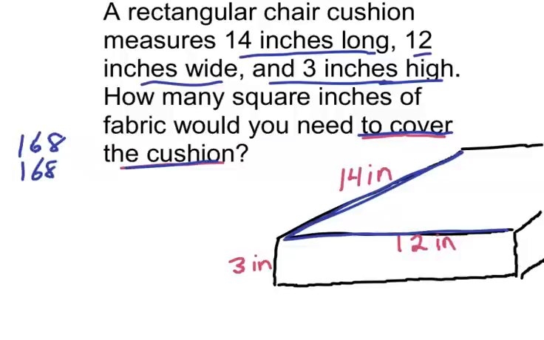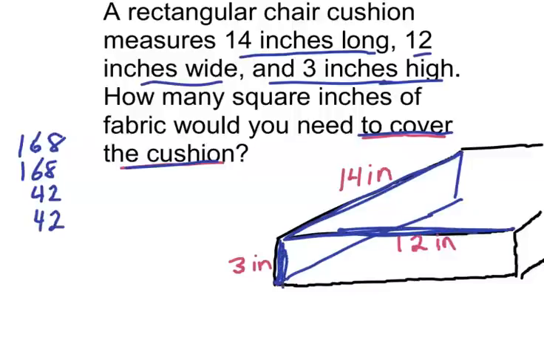All right, let's do the sides. Well, the sides are going to be 3 by 14, right? So it's going to be 3 times 14 is 42, and I'm going to write that down twice because that's one side and the other side. Now we need the front and the back. The front and the back is 12 by 3. 12 times 3 is 36, and I'm going to write that down twice.